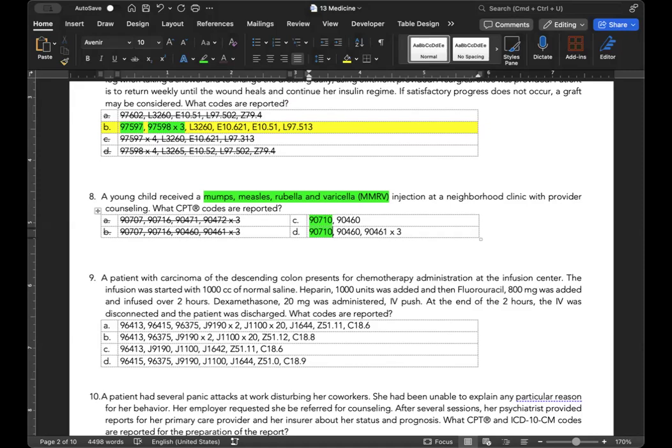John, are you saying yes to both or yes to just the one? Report both. Yep. Because it's going to be for the components, not just how many injections were performed. So because there are 4 components in the MMRV, we need to account for the counseling and the administration of each of those components. So we're going to code both 90460 and 90461 with 3 units, and that will give us all 4 components.